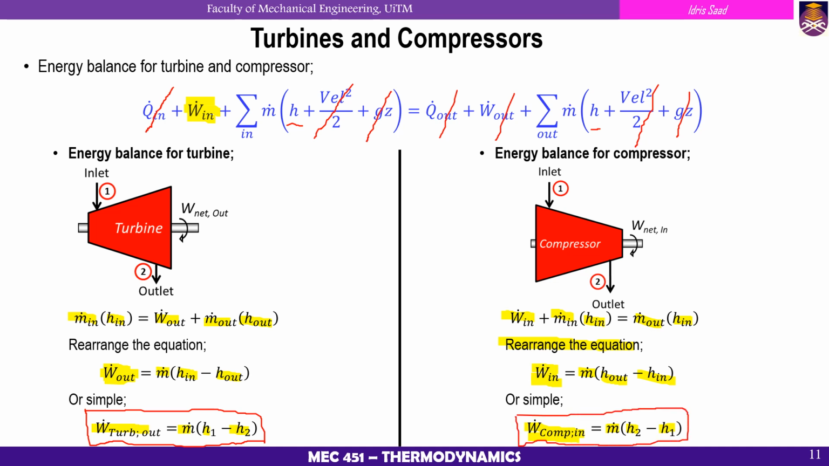Now you have to see the differences between the compressor and the turbine. As you can see on this slide, for the turbine, what we want is the work output. For the compressor, we need to give work input to the system. So this is the difference between these two components. Alright, so this is basically the general analysis for the turbine and compressor.